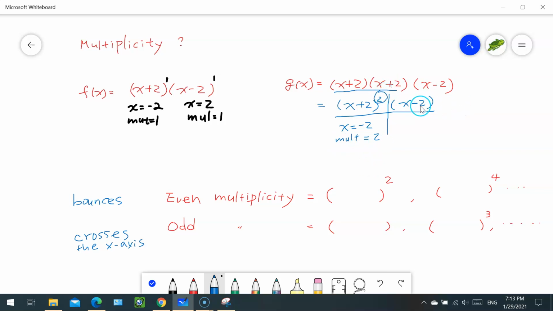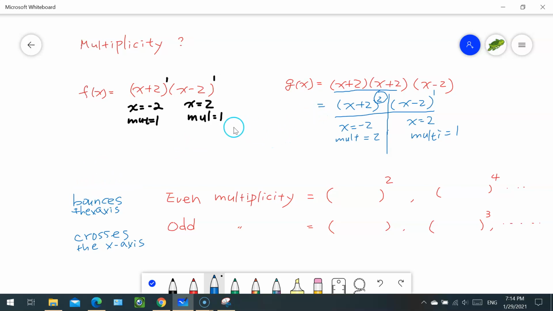And now the solution, x equal to 2. The multiplicity is just 1. This is 1. So when you have a root of x where the multiplicity is an even number, that means the graph will not pass through the x-axis but bounces or touches the x-axis. It could touch above or touch below the x-axis.